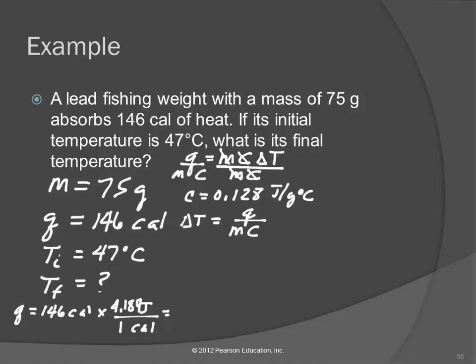So 146 times 4.184 equals, calculator says 610.864 joules. The calories canceled out. How many significant figures does that number have? 3, because 146 has 3. So I'm going to underline there, but I'm going to use that whole number in my equation because we haven't gotten to the final answer yet, and we don't want to have any rounding errors.